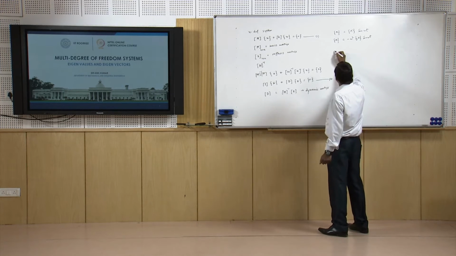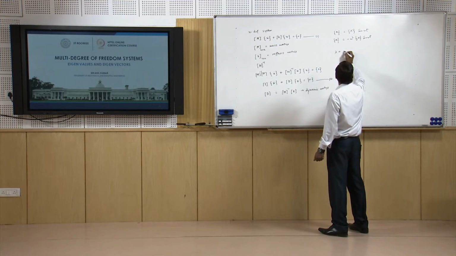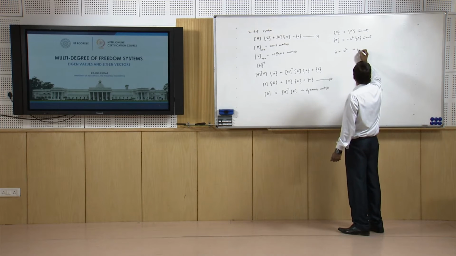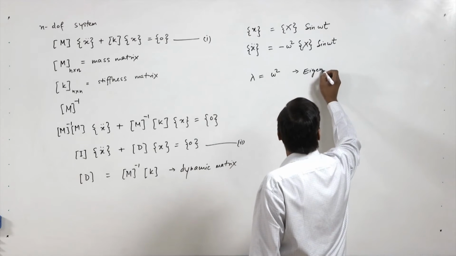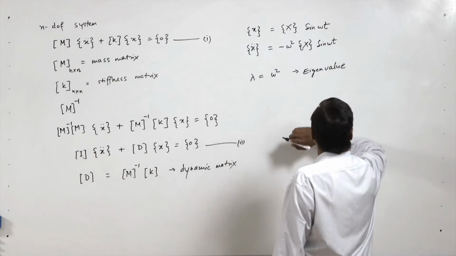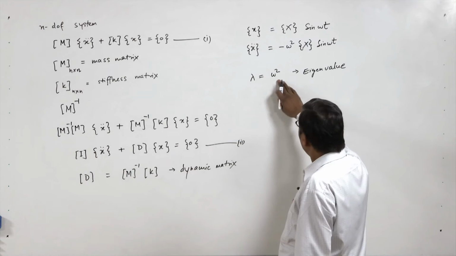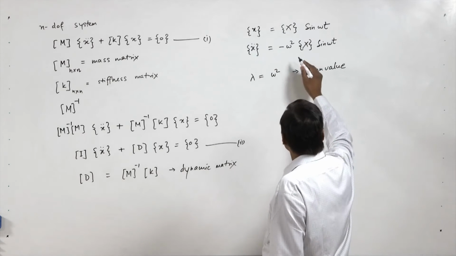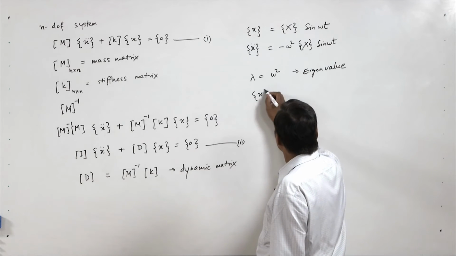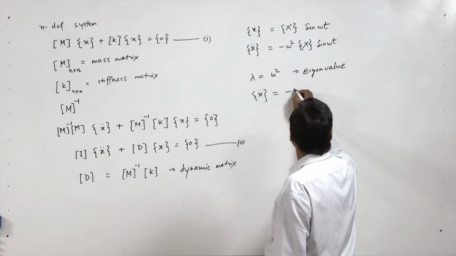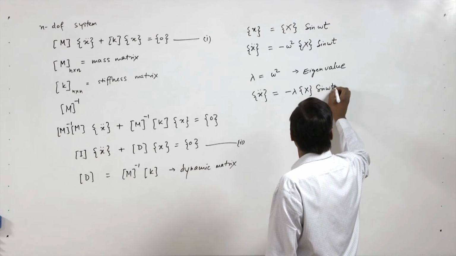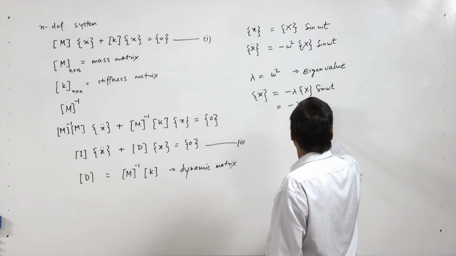Now we define one term, lambda, that is equal to omega square, and this is called the eigenvalue, and therefore the square root of lambda will give the natural frequencies. So we can write x double dot equal to minus lambda into X sine omega t, and that is equal to minus lambda x.